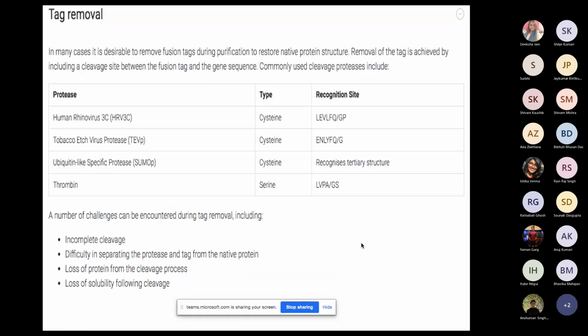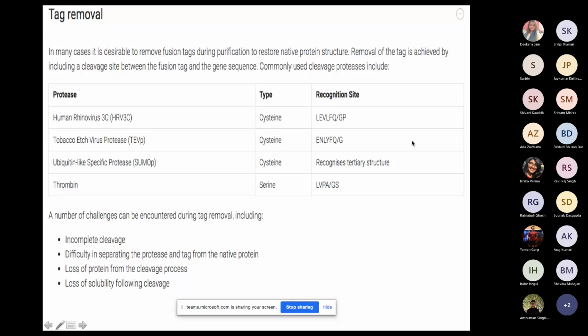This is a list of only some of the very commonly used tag removal or protease cleavage sequences. So it means that, let's say you have a flag tag. After the flag tag, you will add this sequence, and after this sequence, in fusion, you will add your protein of interest. So the flag tag will be in fusion with this sequence, which will be in frame and in fusion with your protein of interest.